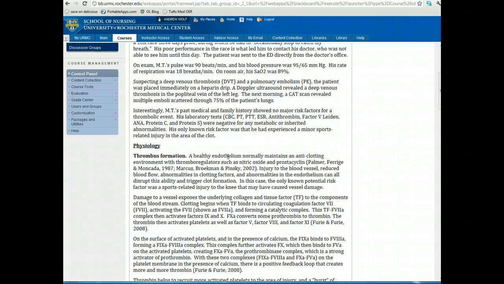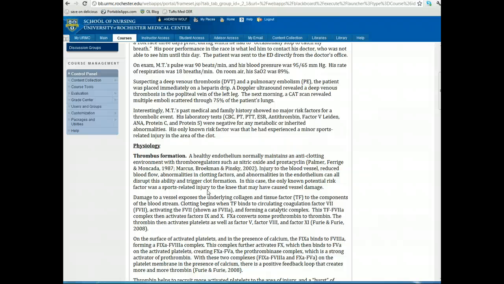Now I'm going to scroll down to the physiology section where we discuss the physiology or pathophysiology, I should say, of thrombus formation, and it says that a healthy endothelium normally maintains an anti-clotting environment with thromboregulators such as nitric oxide and prostacyclin. And it says injury to blood vessels, reduced blood flow, and abnormalities in clotting factors, and abnormalities in the endothelium can disrupt this ability and trigger clot formation.